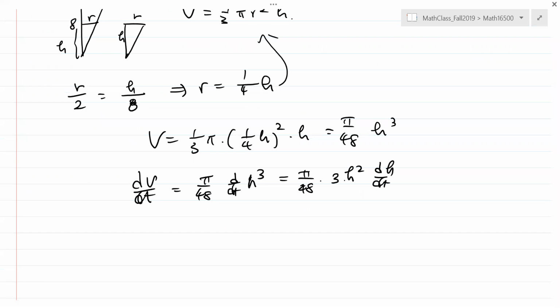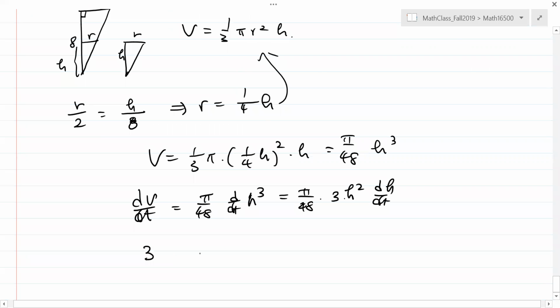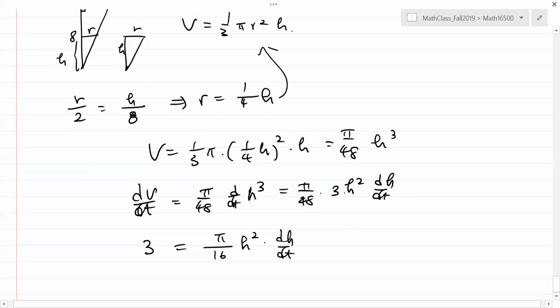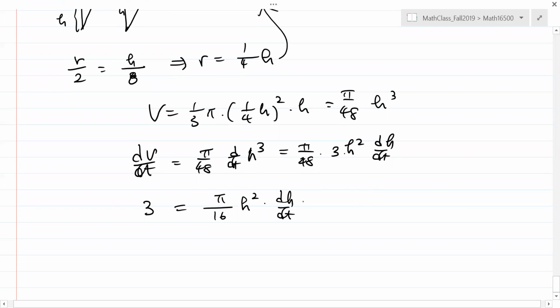All right, now what do we know? We already know this side is 3. And here's 12, right? Or 16. So in order to find the rate of change in the height, I needed to know the h. So that is going to be, again, 3 times 16, again, it's pi and h squared, so 48 and pi h squared again, okay?